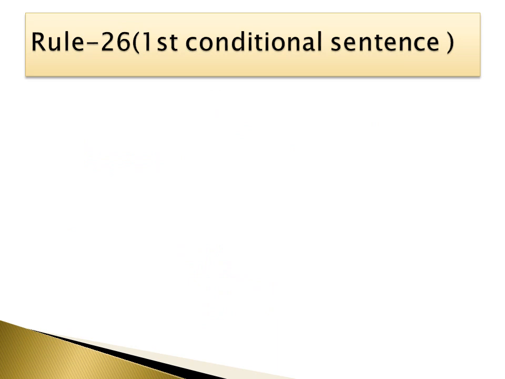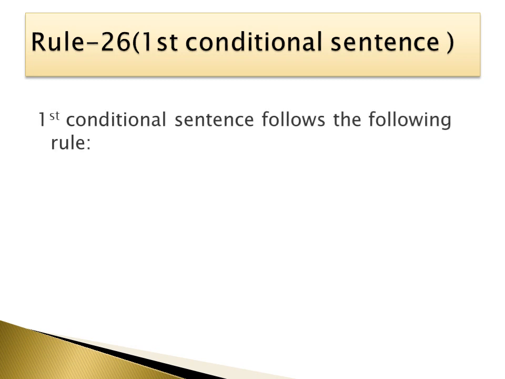Rule 26. First conditional sentence. Now we are going to discuss conditional sentences. We all know that there are three kinds of conditional sentences: first condition, second condition and third condition. So the first conditional sentence follows the following rule.